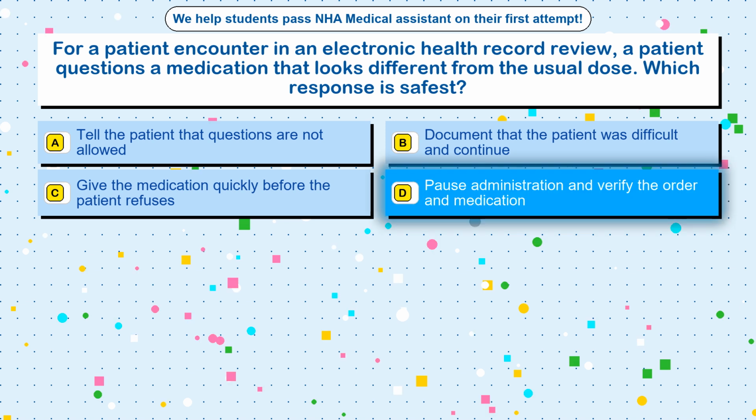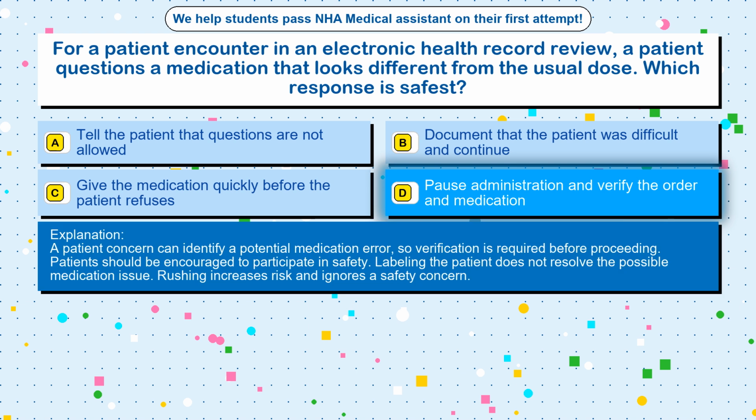The correct answer is option D. Pause administration and verify the order and medication. A patient concern can identify a potential medication error, so verification is required before proceeding. Patients should be encouraged to participate in safety. Labeling the patient does not resolve the possible medication issue. Rushing increases risk and ignores a safety concern.